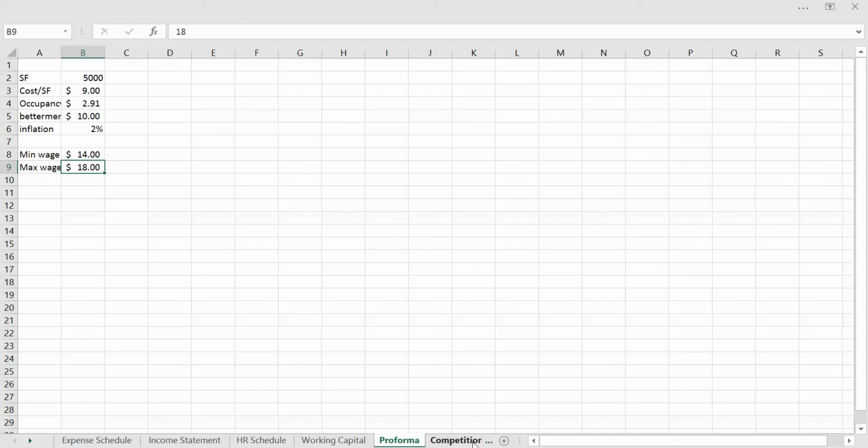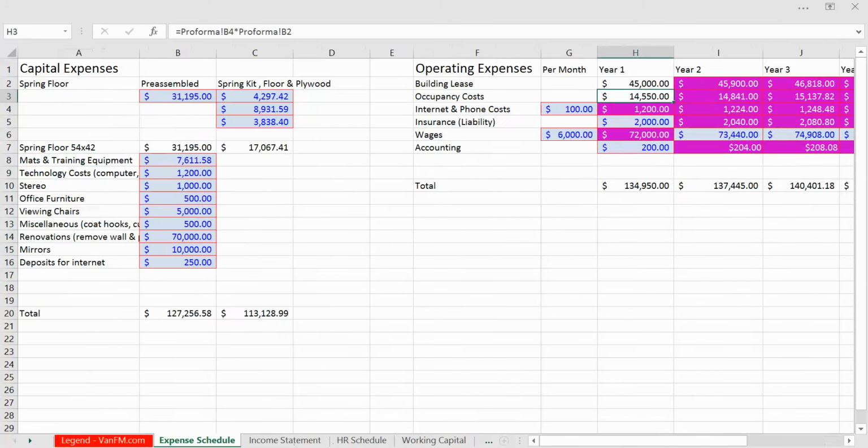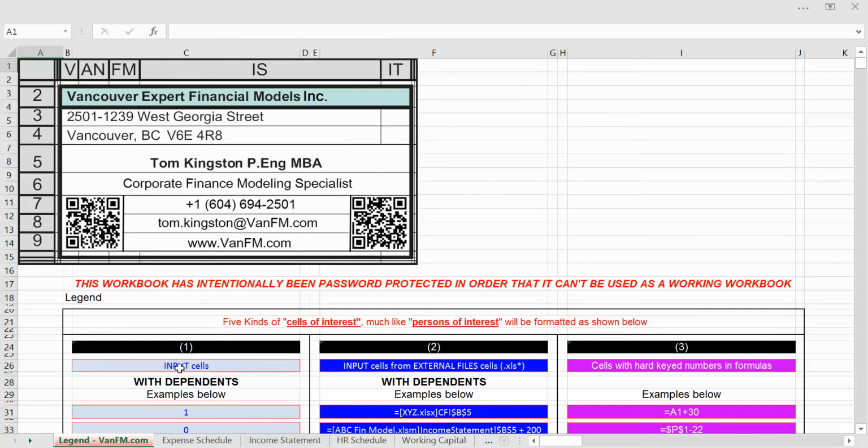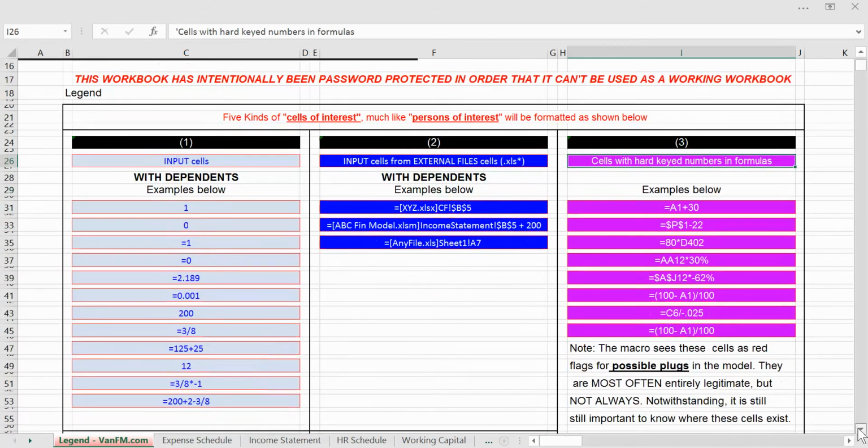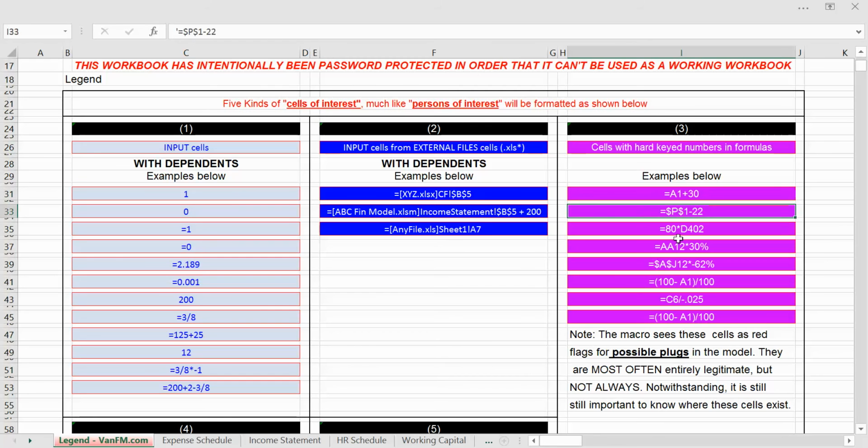Now, the process would be somebody would email me that file, and about 3 to 5 minutes later, I would email them back 2 other files, and this would be one of the 2 files. This is the return file, and the input cells are highlighted in this color. The input cells from external are highlighted in this color, and cells with hard-keyed numbers or numbers that just come out of nowhere are in this color. So these are the examples.